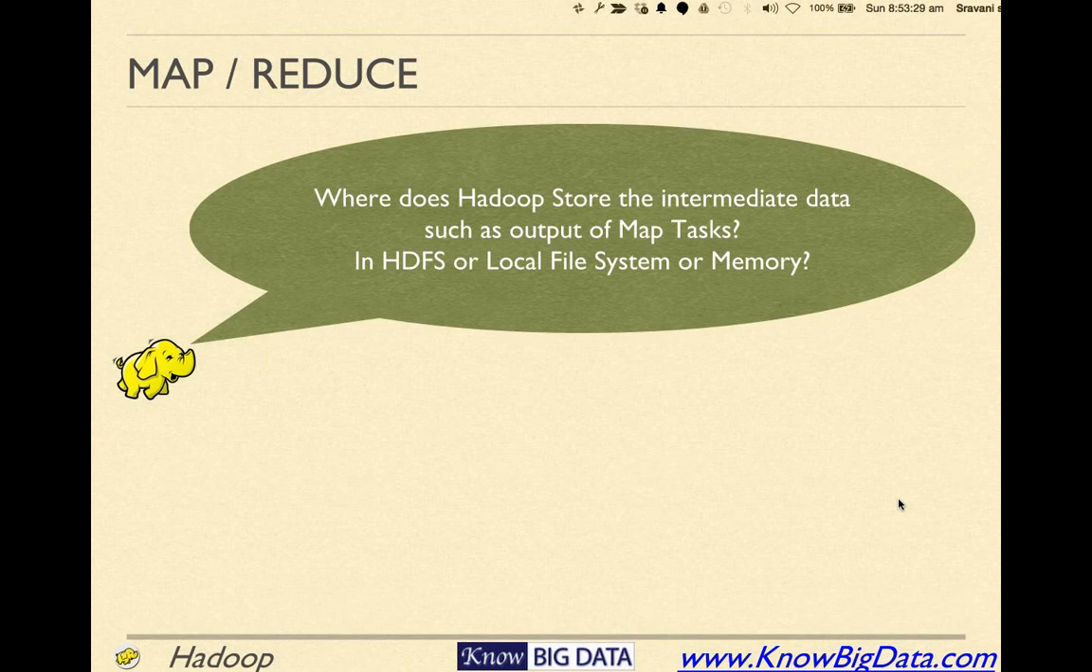Now, where does Hadoop store the intermediate data such as the output of map tasks? In HDFS, in the local file system, or in memory?